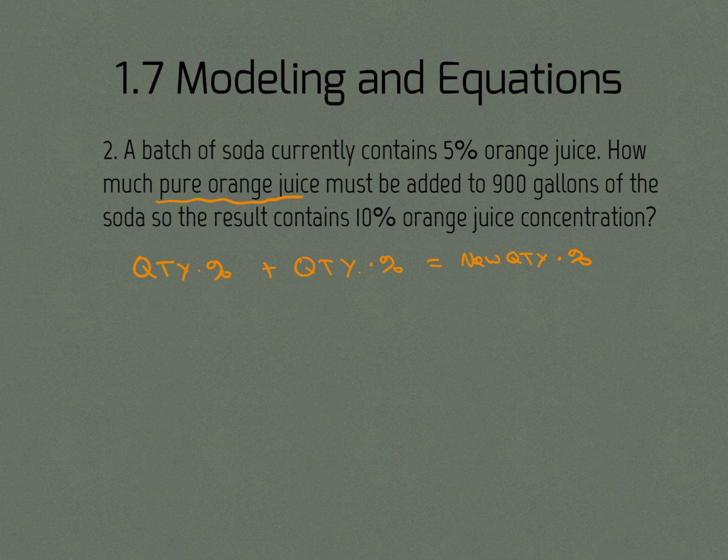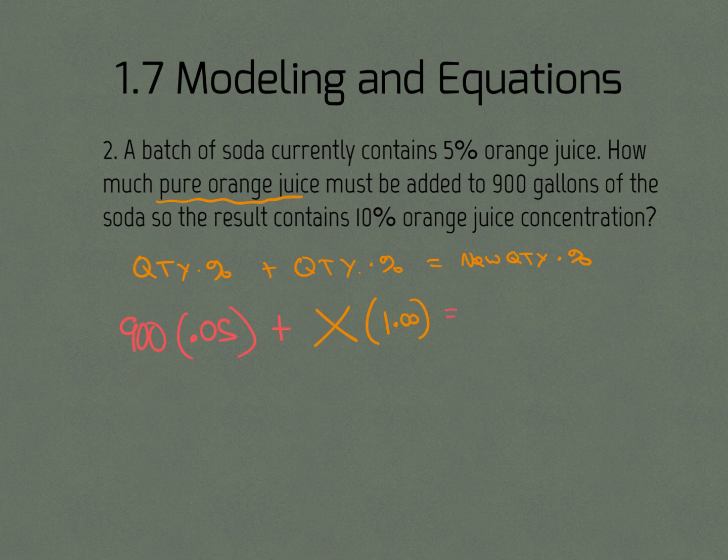Okay? And so I can see right now I've got an initial quantity of 900, and that is at 5%, 0.05, plus some amount, I don't know how much, of pure orange juice, and it seems right that I should write it in orange there. Some amount of pure orange juice, 1.00, right, 100%. You don't have to write that, but I like it there. It reminds me what I'm doing.